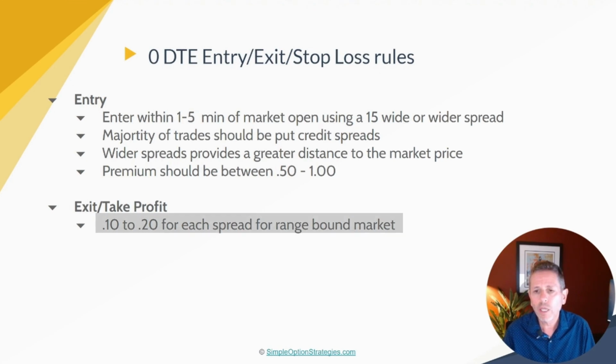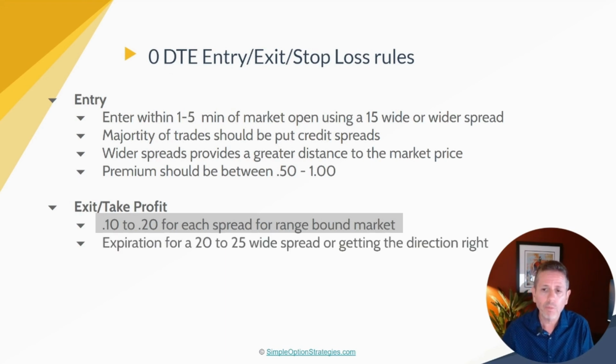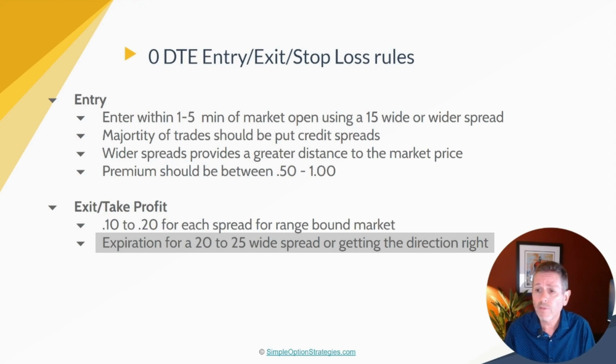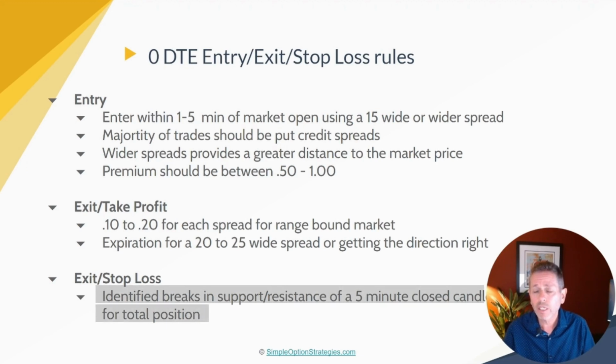I take profit between 10 and 20%. Most of the time I take 10 cents. Depending on where the market is or what's happening, I'll take a higher premium, less profit, but getting out of the trade is important. Expiration for a 20 to 25 spread is easier to let it expire because you're a lot further away from the market, okay? Exit or stop loss is identified in breaks and support and resistance for me. Other people use 3x credit, but sometimes I will take a trade off if it's continually moving in the wrong direction so that I won't suffer a max loss.